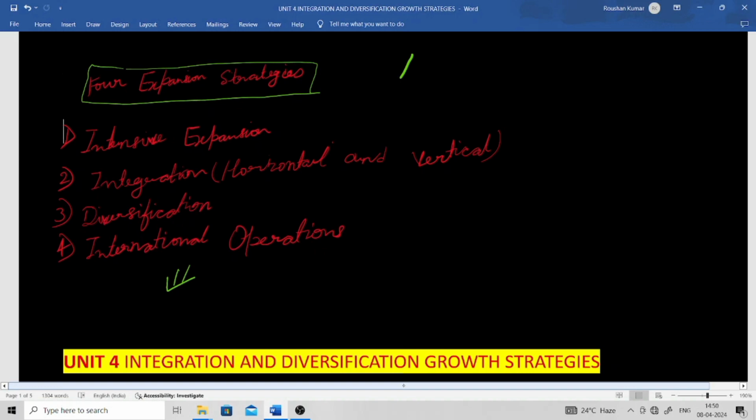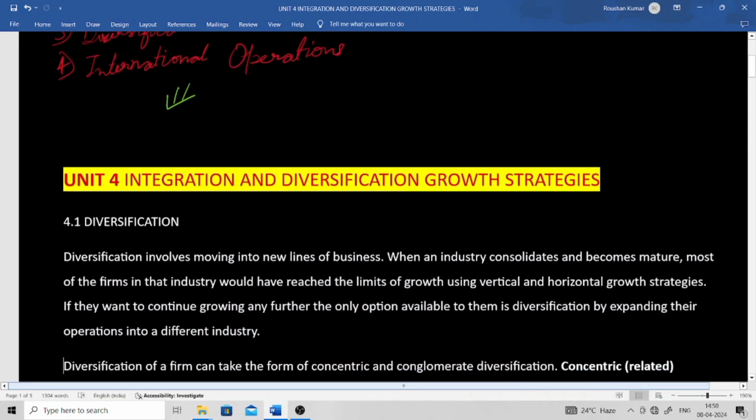So now let's move on. As you can see on the screen, the first thing which we should consider is diversification. Diversification involves moving into new lines of business. So when any organization wants to move into new lines of business, that is known as diversification.